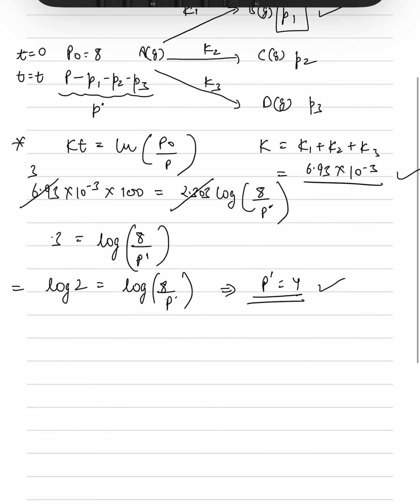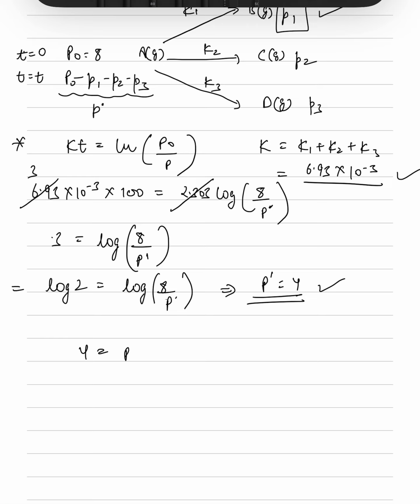Now this P dash is equal to how much? 4 equals P0 minus P1 minus P2 minus P3. So P1 plus P2 plus P3 equals 4. This is what we got, right? This is our first equation.